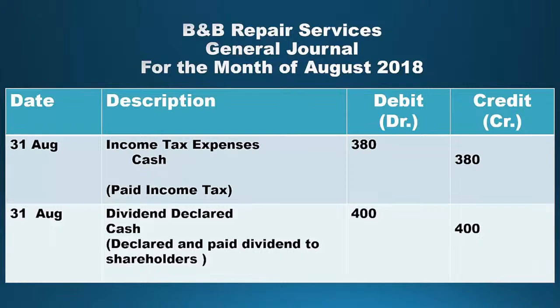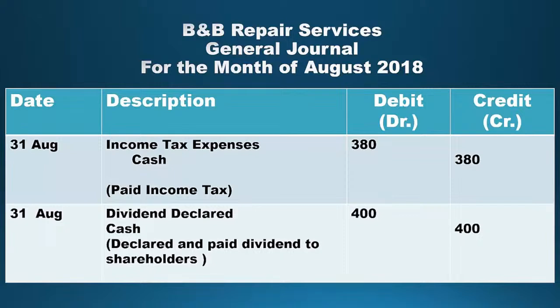Step 1. What happened? The company paid $380 in income taxes for the month. Step 2. Which accounts are affected? Income tax expense increases because this represents a cost incurred by the business. Cash decreases because the company paid this amount.